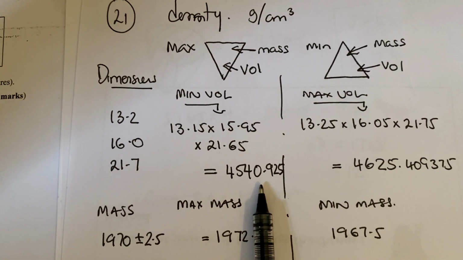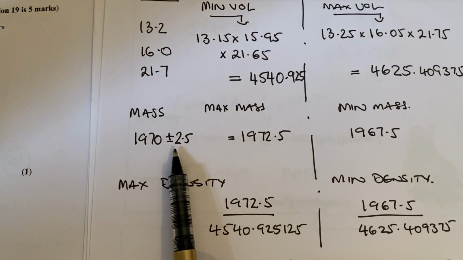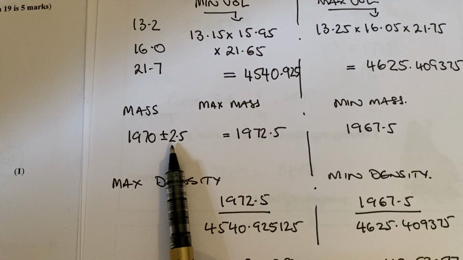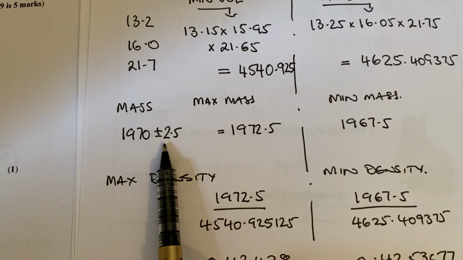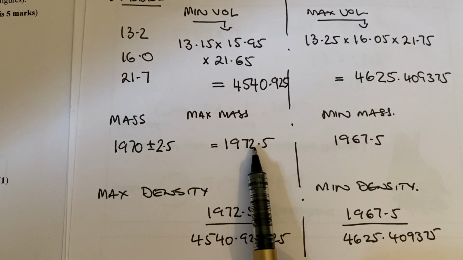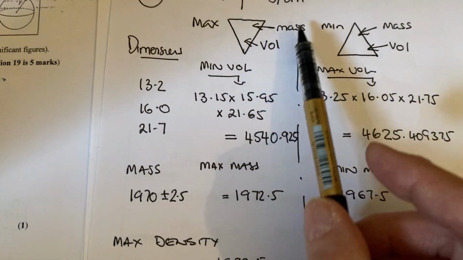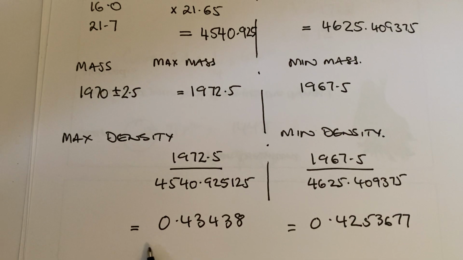But of course, my mass is going to be the maximum one, and if it's to the nearest 5 grams, then it goes up and down by 2.5 each time. It goes up and down by 2.5 grams on either side of the limit. So it's plus or minus 2.5. So I'm going to get the maximum here of 1972.5, and as I say, I do mass over volume, so that over that gives me this value here.